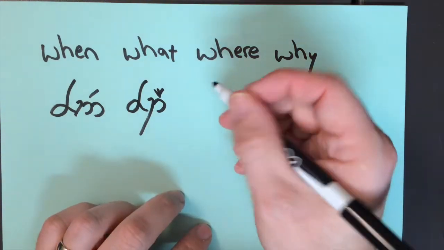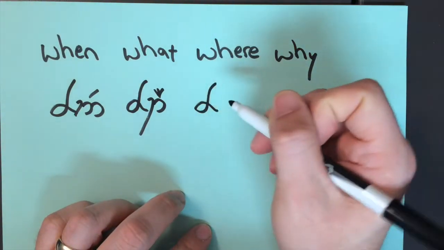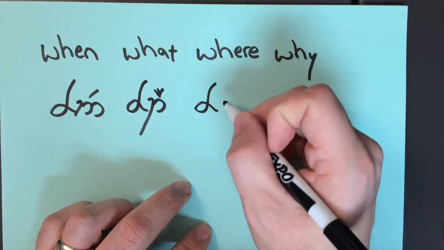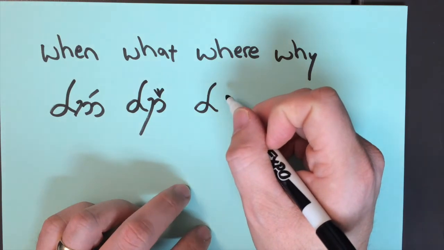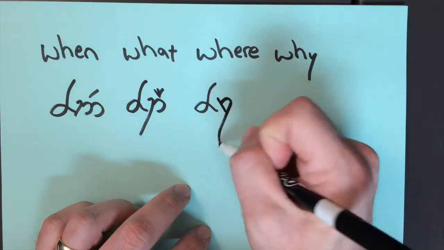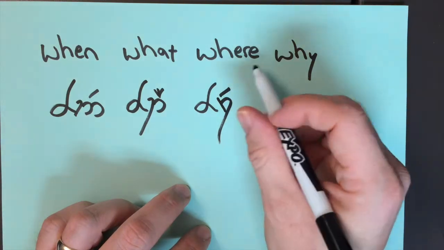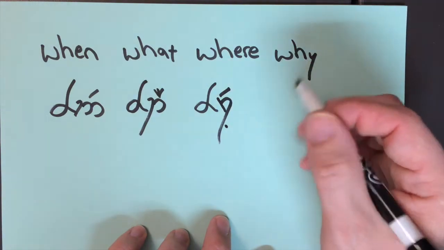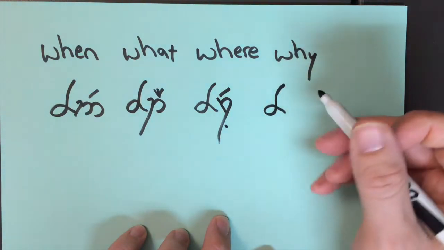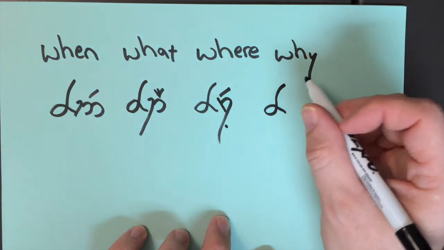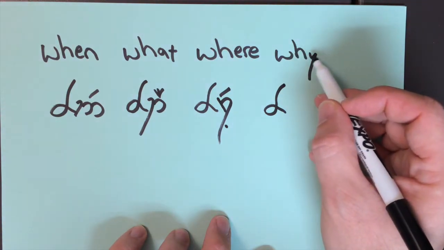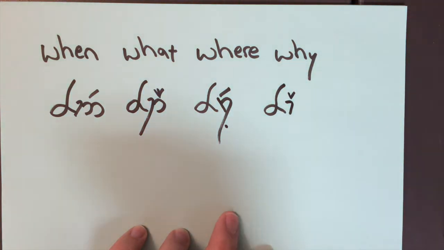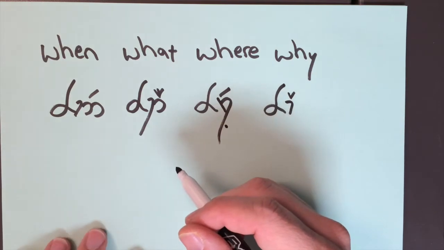Now for where, we're going to draw our WH like this. And because this R comes before a vowel, we are going to use this symbol. With an E on top, and remember there's an E at the end, so we're going to use a dot like that. For why, here we're going to use the same WH symbol. For Y, because it's making an I sound instead of a Y sound, we're going to draw a carrier and put the little down arrow. Alright, so that handles the WHs.